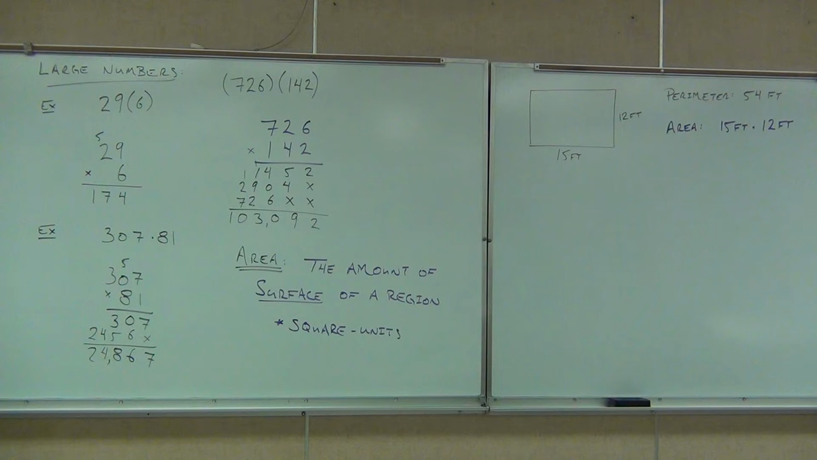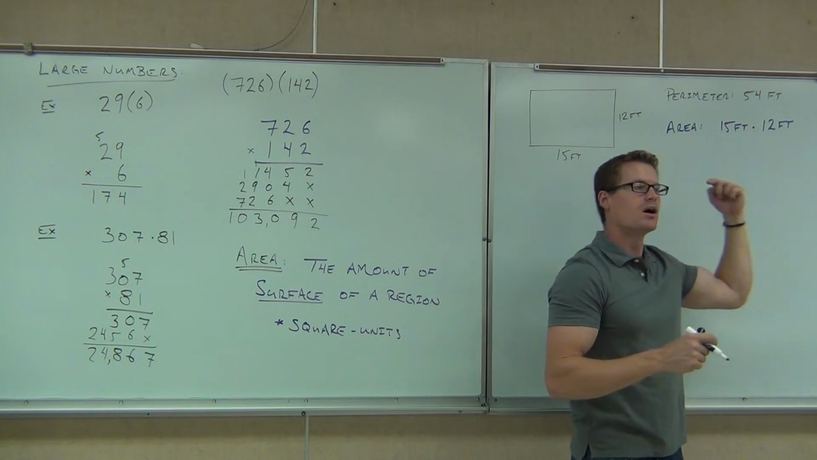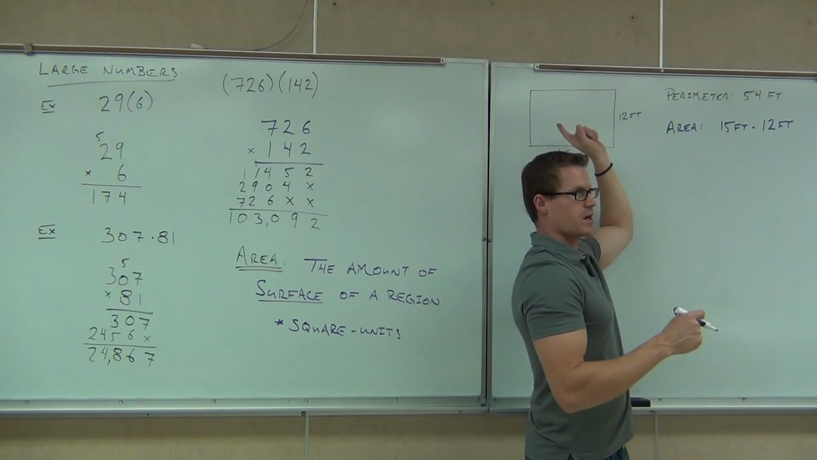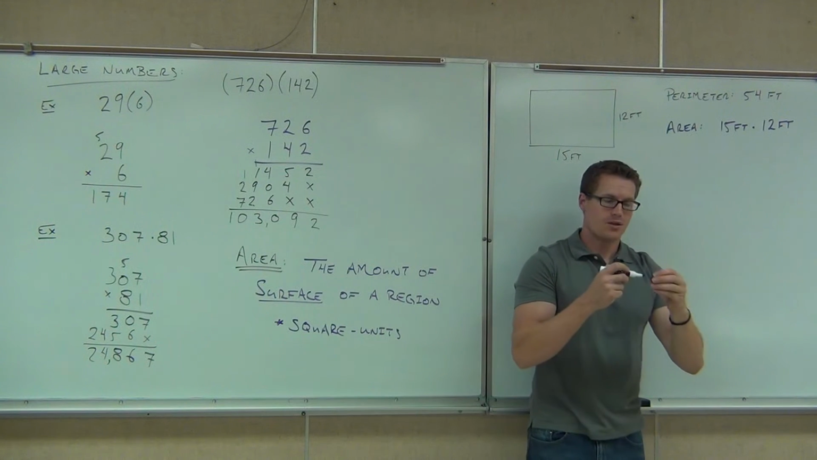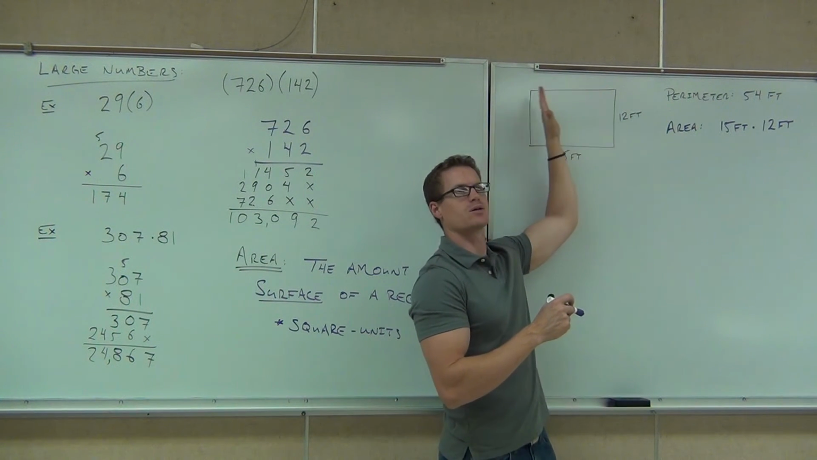So the perimeter would be adding it up? Yeah, the perimeter is adding up all the sides. It's the distance around all four sides, right? Exactly. So I don't just want to do 15 and 12 because that's only half my room. So perimeter means I'm adding up all four sides. The area though, we're just talking about one side times the other because that's going to cover the entire thing.